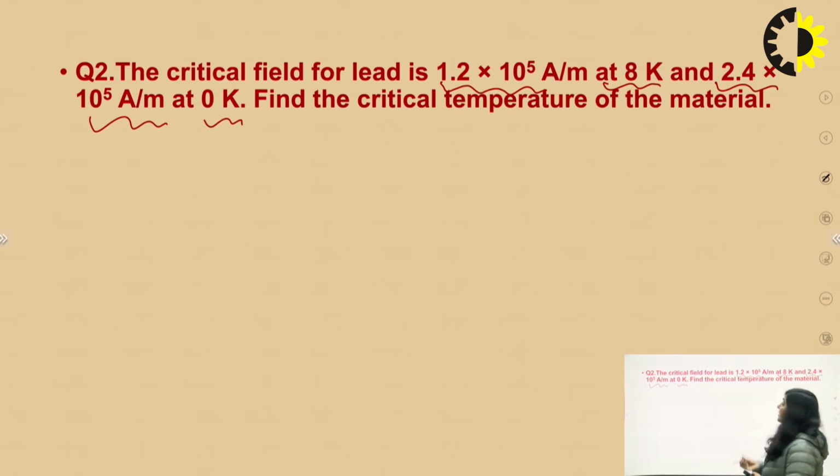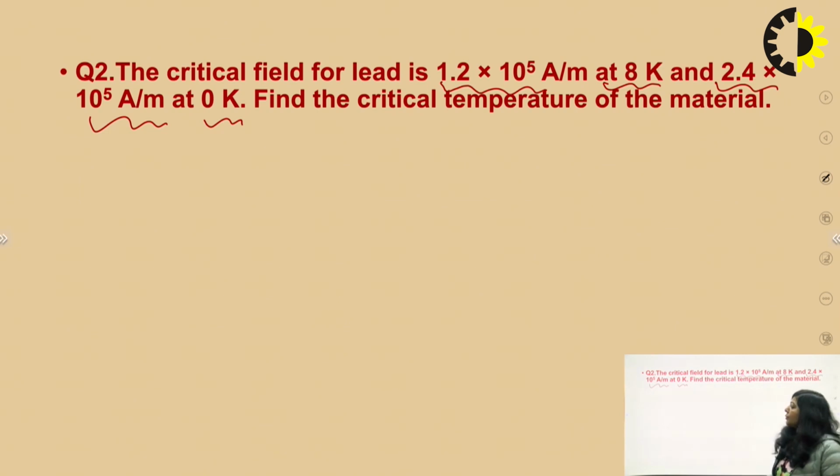So this Hc naught at 0 Kelvin is 2.4 into 10 raised to power 5 ampere per meter. Now we have to find the critical temperature. So now the question is that if you have the critical magnetic field at 0 Kelvin and the critical magnetic field at some other temperature, then how to find the critical temperature?